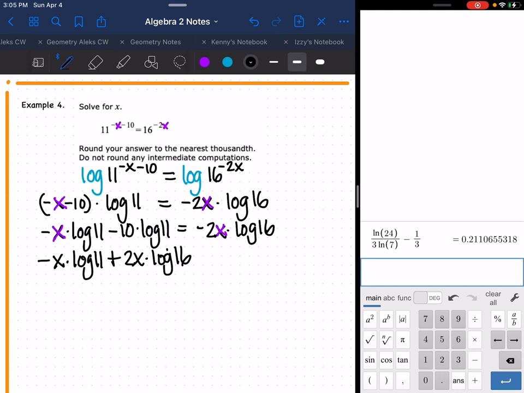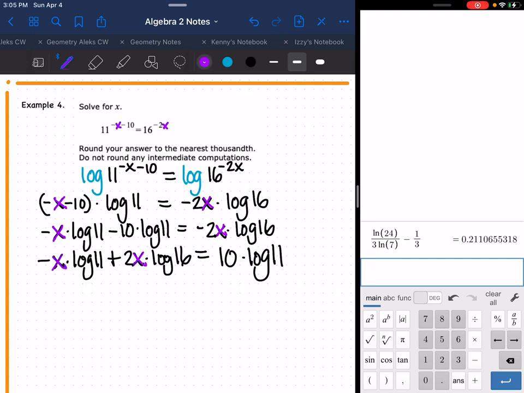Let me get rid of that. There we go. And then the 10 is going to come over here, 10 times the log of 11. Remember, because it switched sides, it switched its sign. All right, now my x's are together.